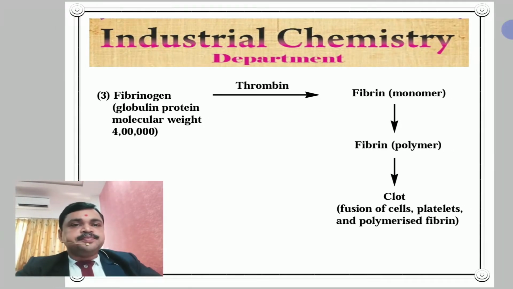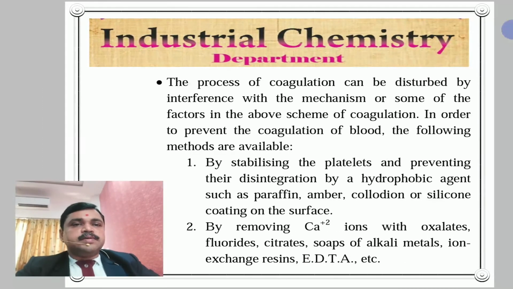And last, number 3, fibrinogen, a globulin protein with molecular weight 4 lakh, is first transformed by thrombin into fibrin monomer. Now the monomers are gathered to make a polymer of fibrin, a very high molecular weight compound. So the fusion of cells, platelets and polymerized fibrin clots our tissues. That is the biochemical reaction for the clotting of blood.